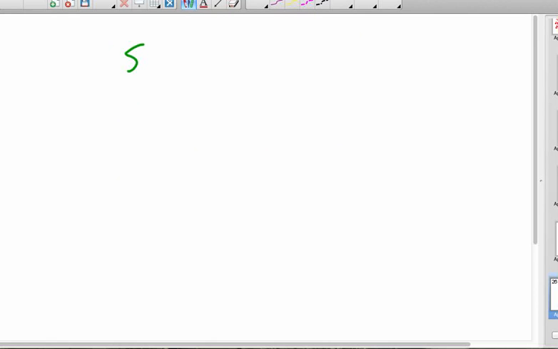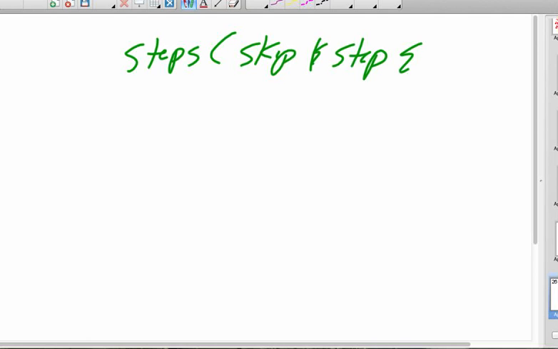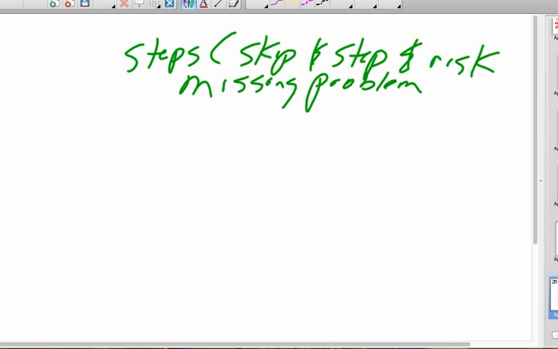Okay, so in summary then, skip a step and risk missing the problem. Even people who have done this for decades still go through all of these steps.